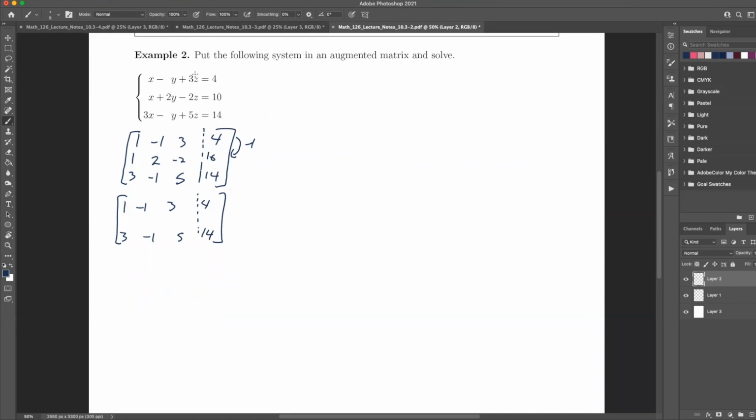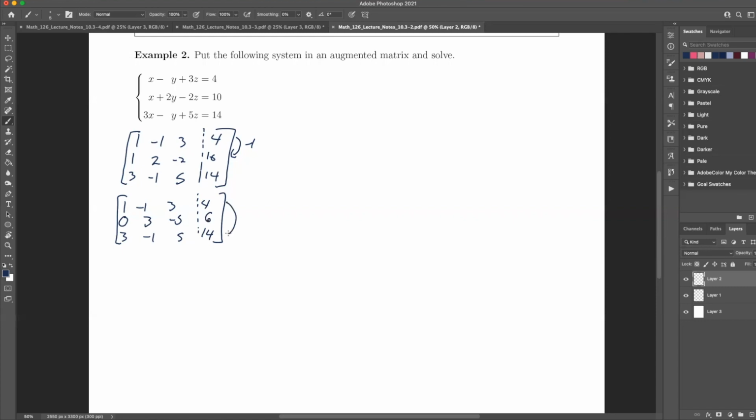So I want -1 of this row added to this row. That gives me 0. The negative of this gives me 1, added to this gives me a 3. The negative of this gives me -3, added to this gives me -5. The negative of this is -4, added to this is 6. So we're just taking a negative of this row and adding it to this row.